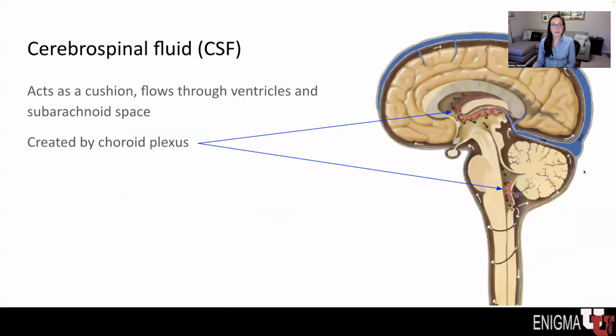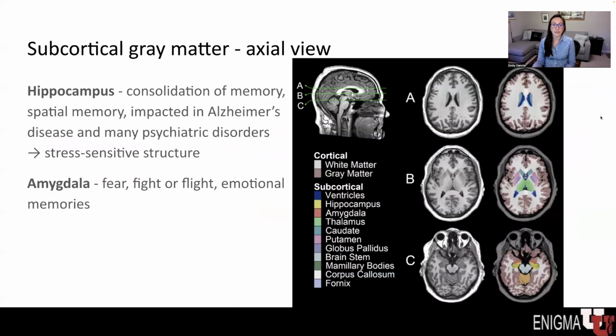The CSF is created by the choroid plexus, which you can see here. It's these little tissues that are inside the ventricles and create the CSF. So some of the other regions we've talked about generally are gray matter and white matter and CSF. And some of the landmarks that you can see, such as the fissures and certain gyri.